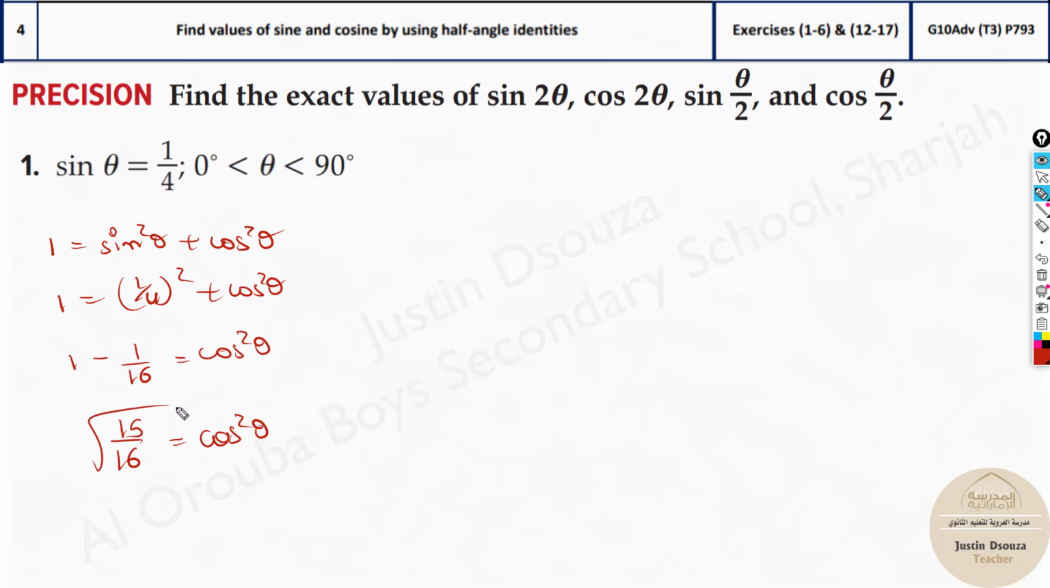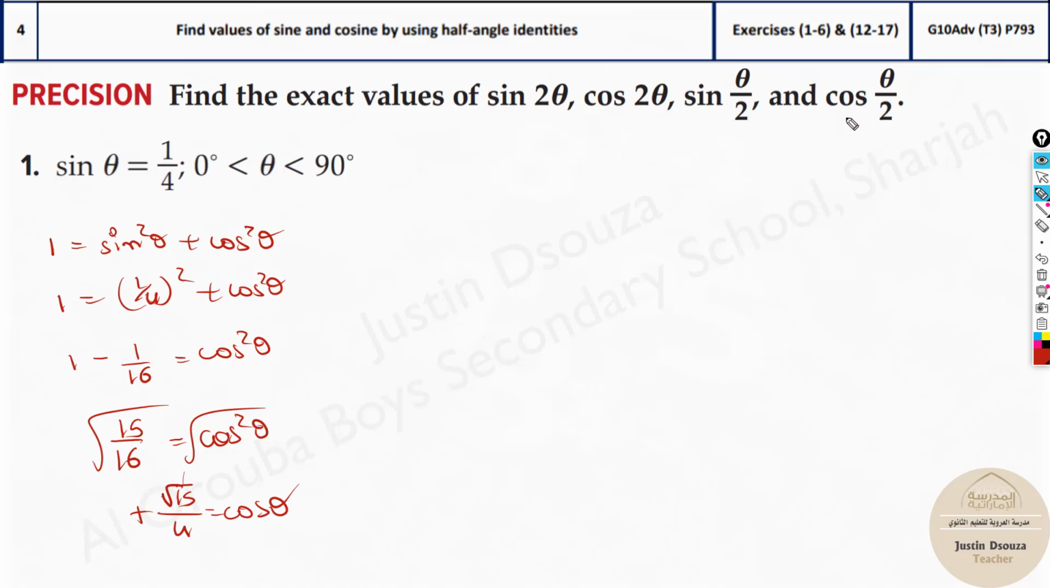You can take the square root on both sides and you will get plus or minus root 15 by 4 equals cos theta. But since it's in the first quadrant, I don't need to bother about this. The sign is going to be plus here, cos theta will be plus, because in the first quadrant, everything is positive. Now cos theta is found out. You can try solving sine theta by 2 and cos theta by 2. I'll show you in the calculator, we don't need to worry about these formulas, or there are a set of formulas you can substitute and solve it.